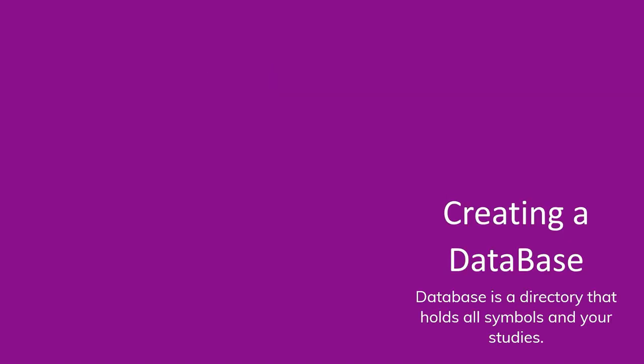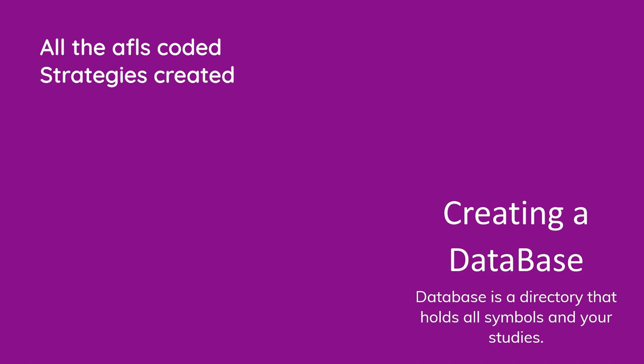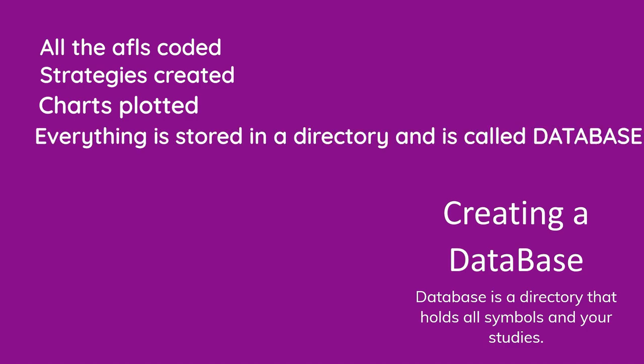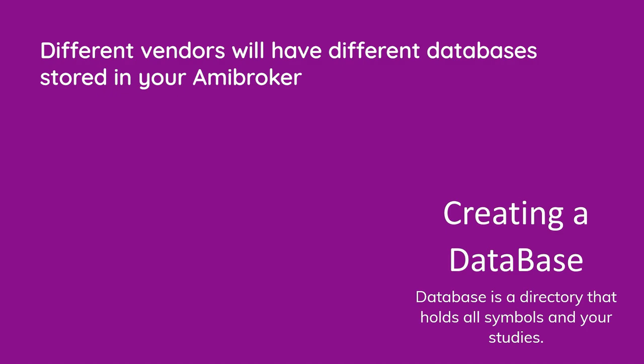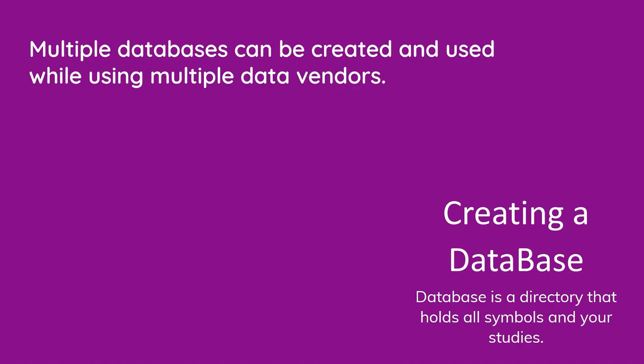Next, once you get your data, all you have to do is create a database. Well, a database in Amibroker is a directory that holds all the symbols and your studies. So whatever AFL, whatever strategy that you have created, whatever charts you have plotted, all of that will be stored in a directory, and that directory in Amibroker is called a database. Now different data vendors will have different databases stored in your Amibroker. If you are using more than one data feed, for example, TrueData, Global Data, XYZ data together, you can create multiple databases and use them.